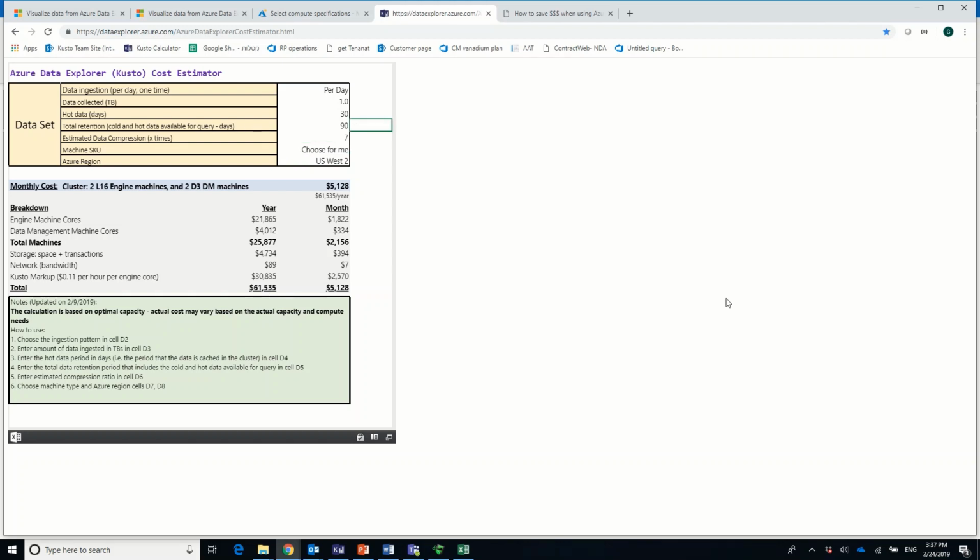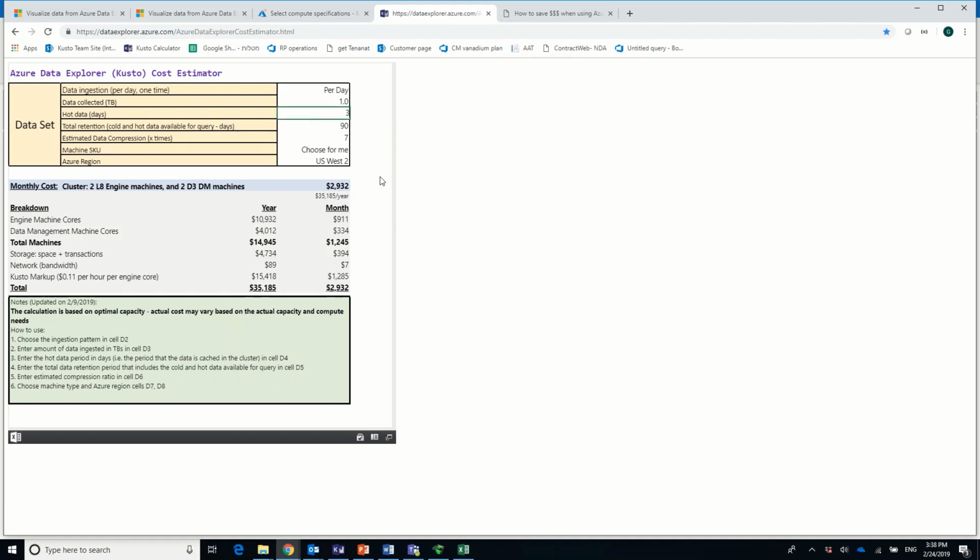Now that you know how to calculate the overall cost of your cluster, you can go and modify the different parameters in order to see how they affect the price. The most significant factor here is the amount of data stored on the hot cache. For example, if we go and modify the hot data days from 30 days to 15 days, we see that the overall monthly cost goes from a bit over 5K USD to a bit less than 3K USD.